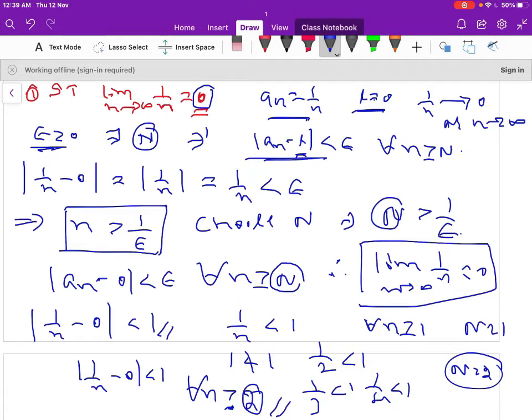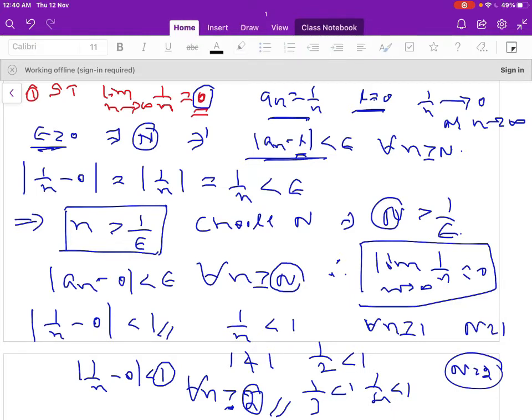So this capital N value depends on the epsilon. We have taken a particular value of epsilon here. If I consider some other epsilon, then capital N depends again on that particular value of epsilon. So this is another way to prove the result. So 1 by n approaches 0 when n tends to infinity.